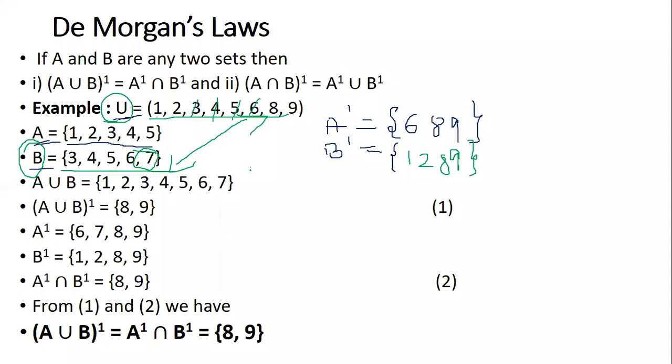Now, let us find out A union B. A union B is all those elements which are in A and B. First I'll write out those in A: 1, 2, 3, 4, 5. Now going on with B, 3, 4, 5 are common, so I will add 6 and 7. Correct? Is this A union B? Yes or no?